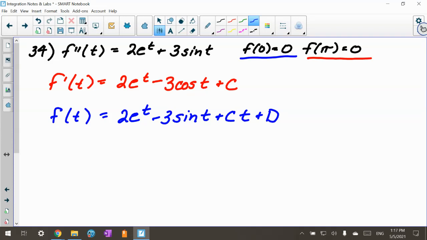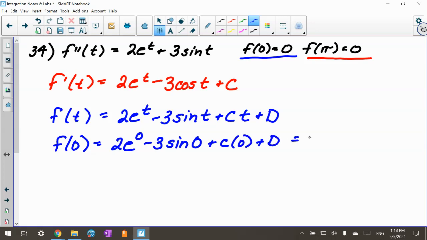Now let's look at some of the information they gave us. So first of all, I know f of 0 is 0. So we're going to use this first one right here. So f of 0 is going to be 2e to the 0 minus 3 times the sine of 0, okay, plus c times 0 plus d equals 0. So when I go through and do all this, this is 2 minus, and 3 times 0 is 0, plus c times 0 is 0, plus d equals 0. So when I move this all over here, I get d to be negative 2.